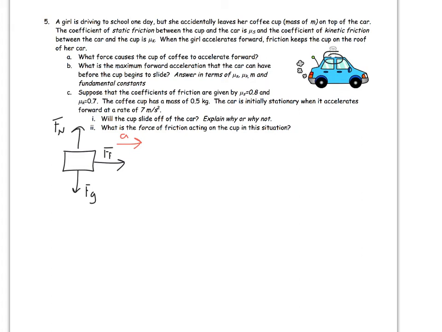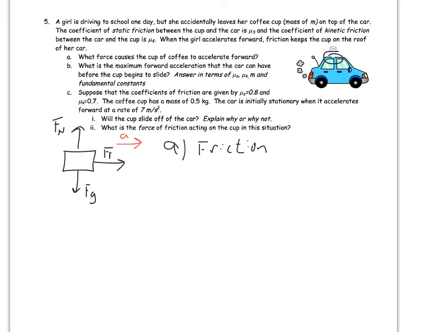So we said that friction, at least static friction, acts in the direction opposite the direction that the object wants to move. In this case, it's really not the direction the object wants to move, it's that the object doesn't want to move at all, and friction is the force that makes it accelerate forward. So that answers question A here. What force causes the cup to accelerate forward? It is the force of friction acting on the cup.